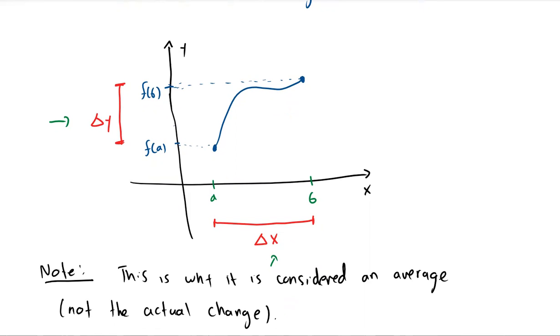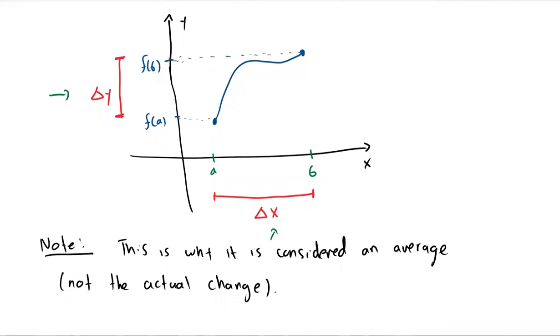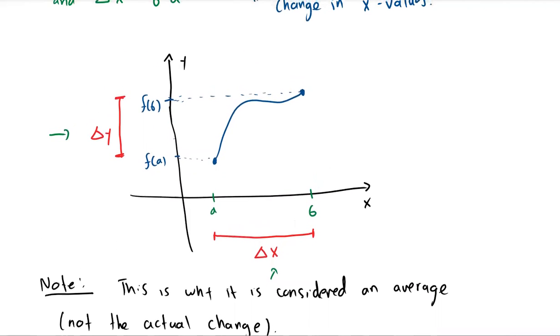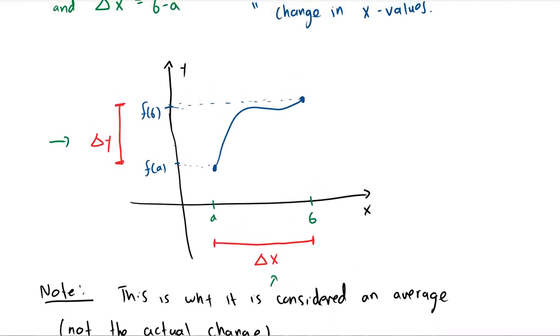Notice, this is not the total change of the function. All I'm doing is calculating the change of the function evaluated at the endpoints and dividing that by the change in the inputs. So we can't say that it's the total change of the function, but it's a sort of average, a number that gives us an idea of how much the function is changing on this interval. So that's what it looks like graphically.